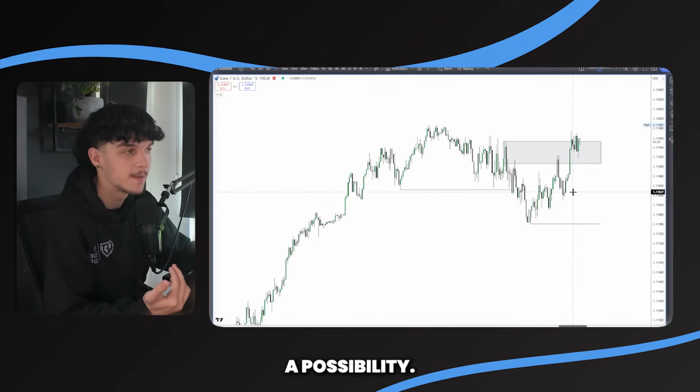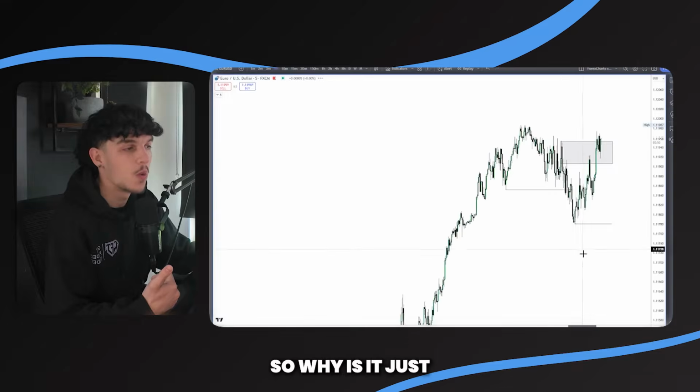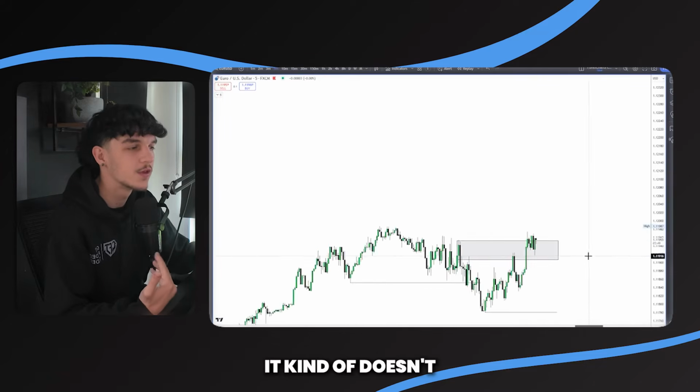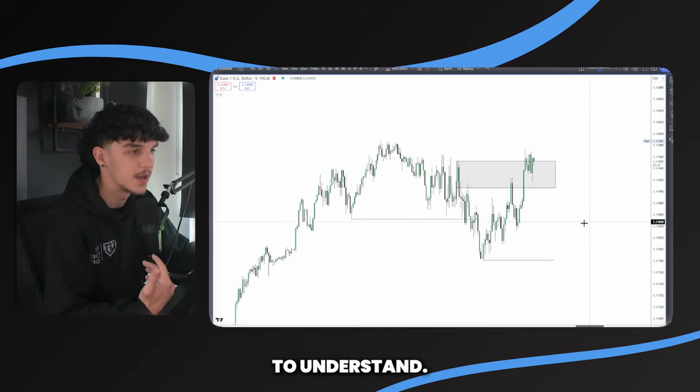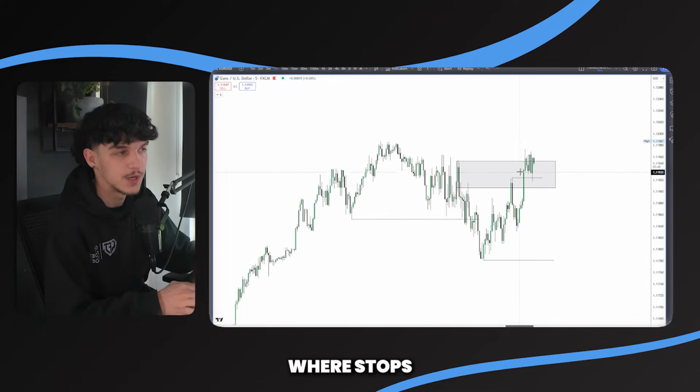There is a possibility. But the market's going to keep going up unless it has a reason to go down. So we're overall in an uptrend, so why is it just going to swing all these lows down here, right? It kind of doesn't make sense to me once you start to understand. As you can see, we had that sell-off here, and then what happened? This high got swung, and usually this high is where stops are going to be.